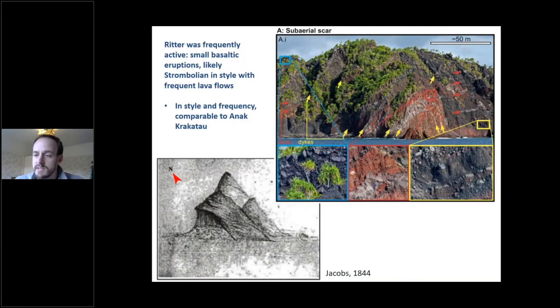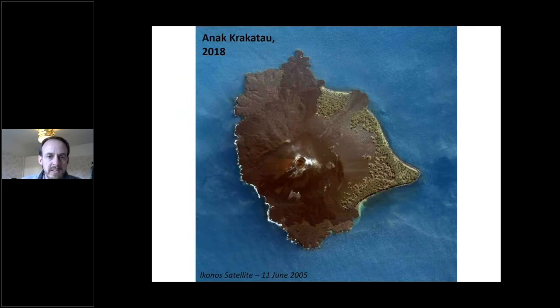Now, Ritter was not a particularly large volcano. It was dominated by mafic volcanism. This is an image of the scar, the subaerial remnants of Ritter. We can see interbedded scoria and lava deposits. Now, in terms of that broad structure, that's actually quite similar to the Anak Krakatau island, which is now the one I'm going to turn to.